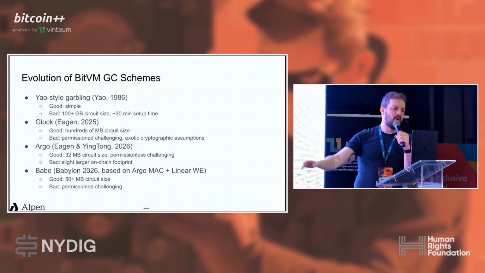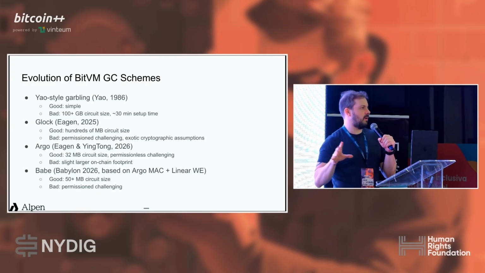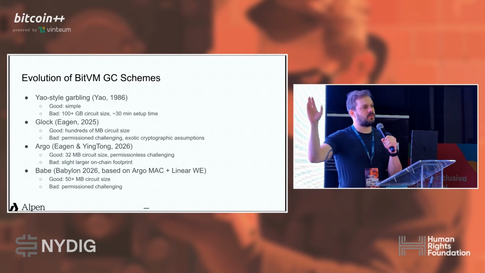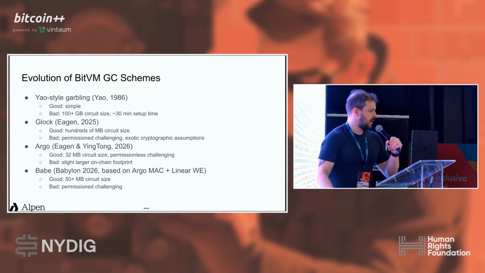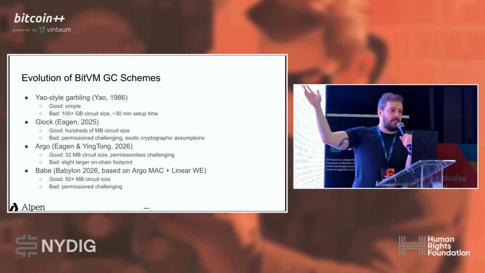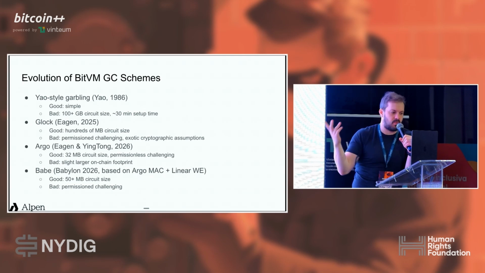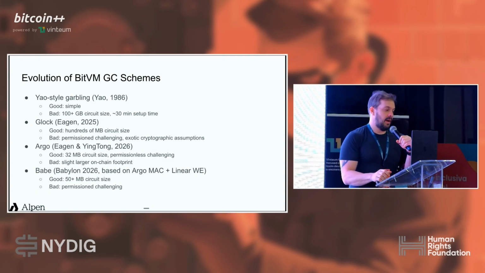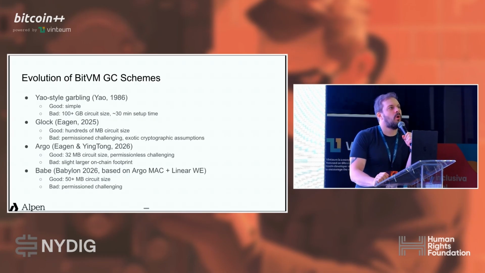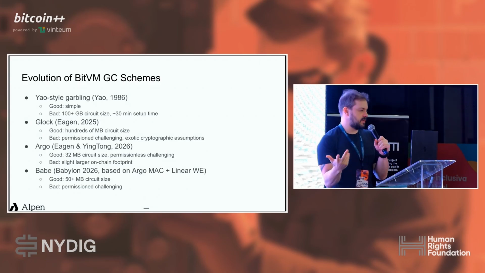Now, quick comments on the evolution of BitVM GC schemes. They are all based on Yao-style garbling, which is from Yao in 1986. The good thing is that this is 40 years old. In cryptographic terms, this is pretty much prehistoric. It's really old, so they are really simple. They are really bad because you need 100 gigabytes in circuit size to encode a Groth16 verifier, which is one SNARK verifier. And for this, the setup time is 30 minutes.